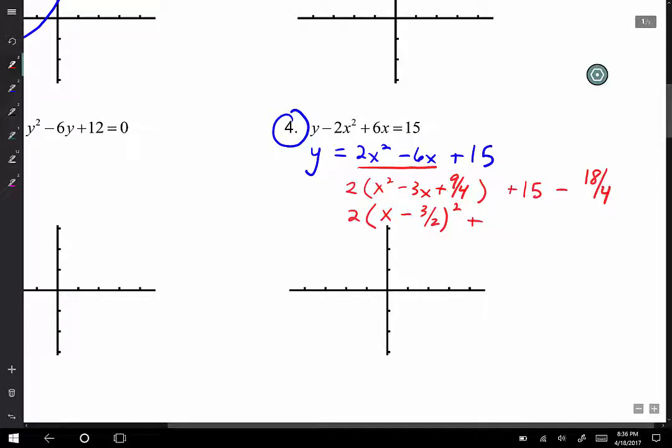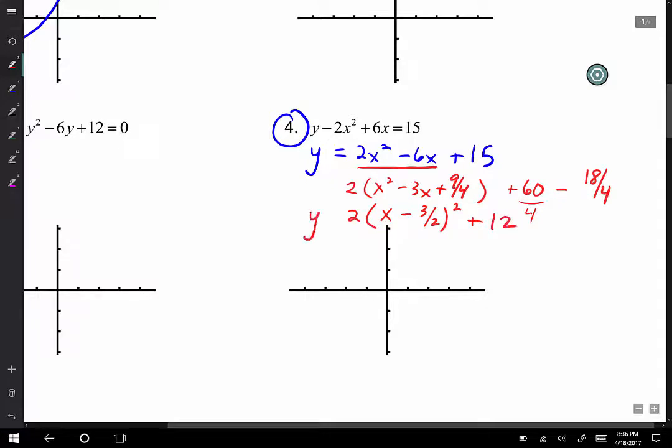Now I don't have my calculator with me. That's okay. We need to put this over 4. 15 times 4 is going to be 60. So 15 is the same thing as 60 over 4. So 60 over 4 minus 18 over 4, that's 48 over 4, which is 12. So hey, it actually works out nice.